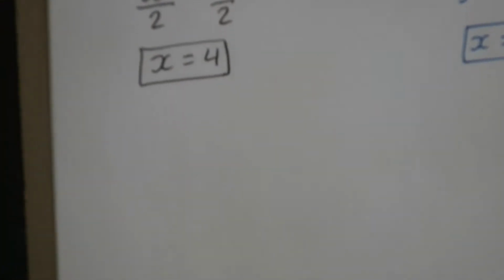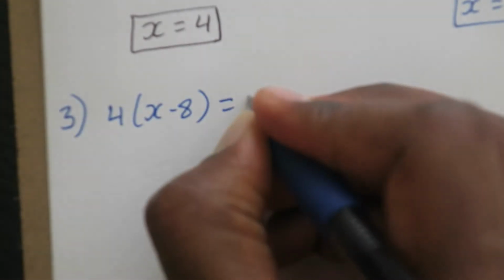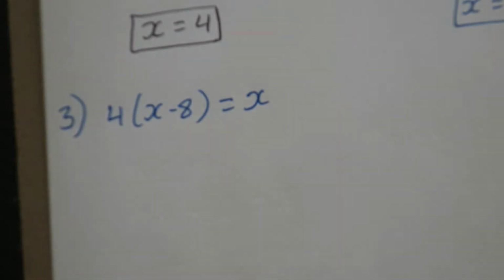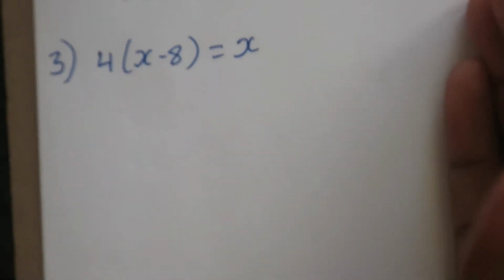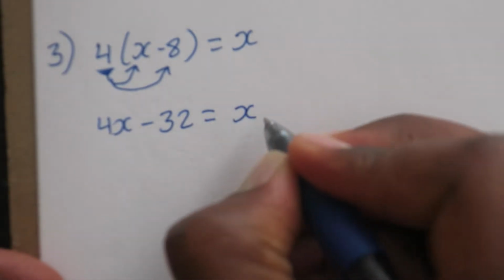For problem number 3, let's look at 4 times x minus 8 in parentheses equals x. In this case, we have the variable x on both sides. So how do we solve this? Well, first thing is first, we're going to distribute the 4 to both terms in the parentheses. 4 times x is 4x, 4 times -8 is -32, which equals the variable x.